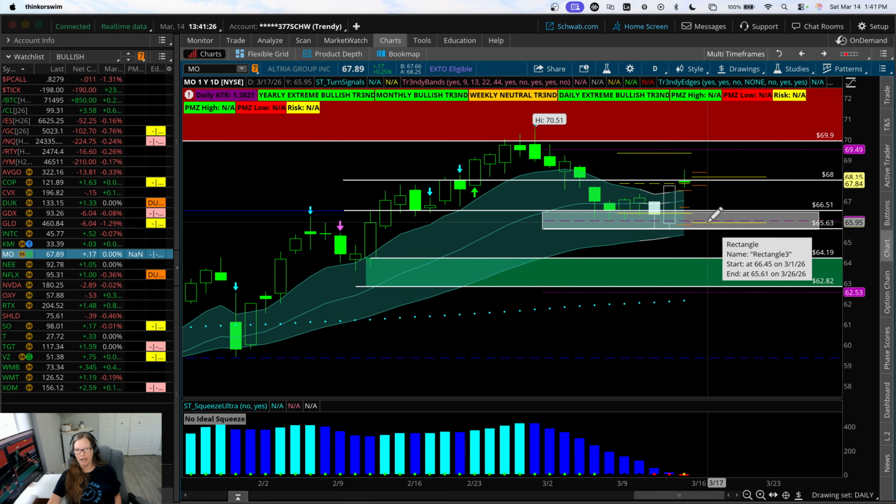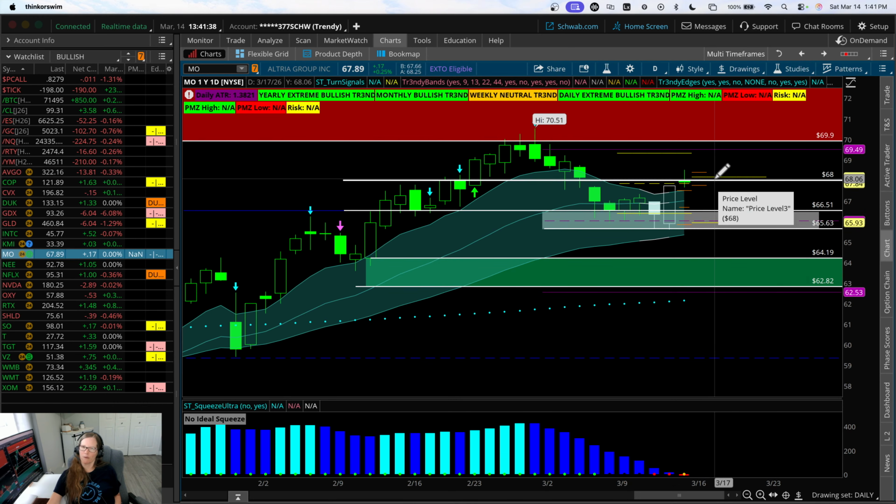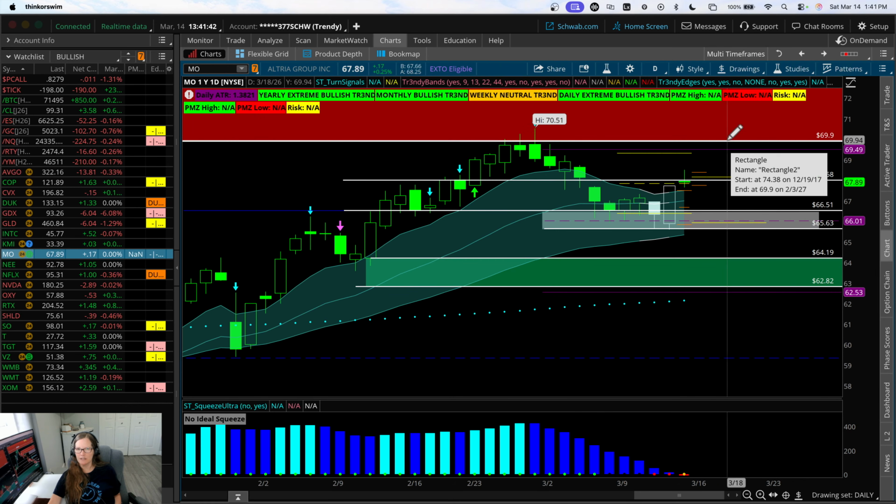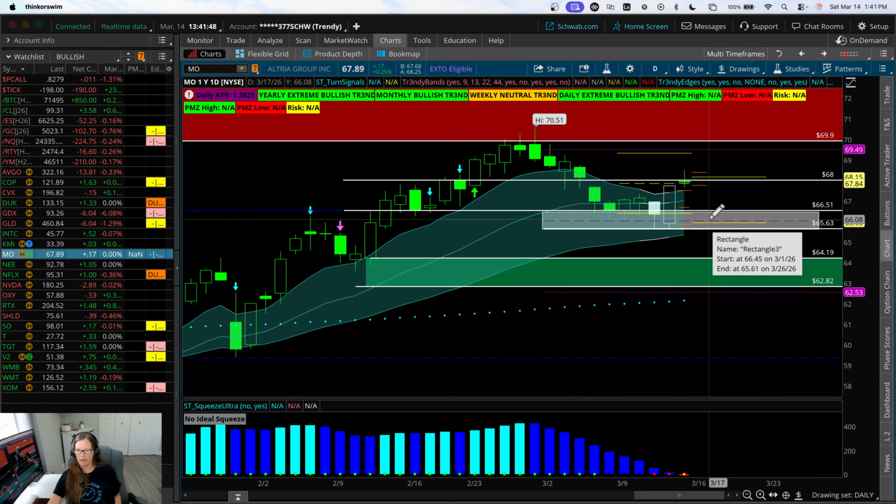I have a monthly edge mid from the trendy edge indicator and a lower weekly edge. This is a buy zone. About $1 risk. As far as the reward goes, going to be about $1.50. And then this supply zone is my next target to the upside on Altria. If this zone breaks, then I'm definitely looking to be a buyer down here.